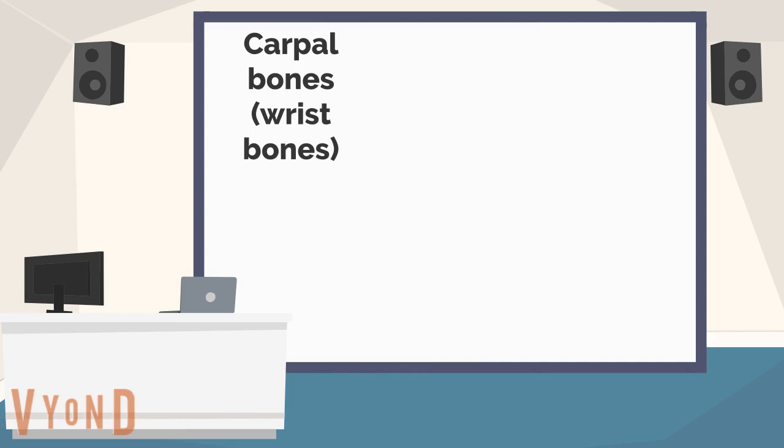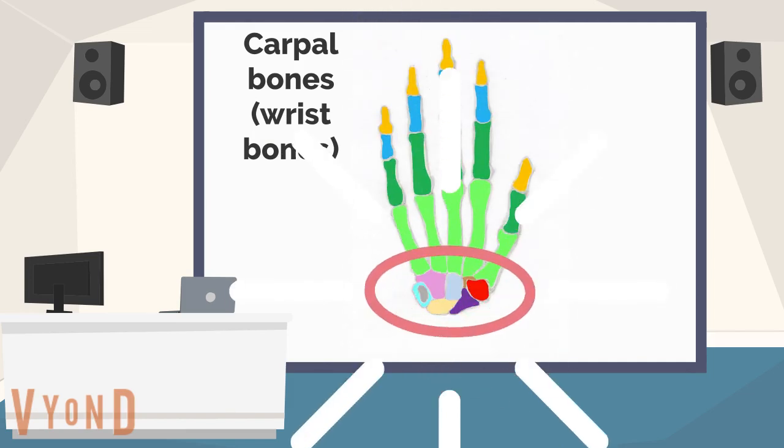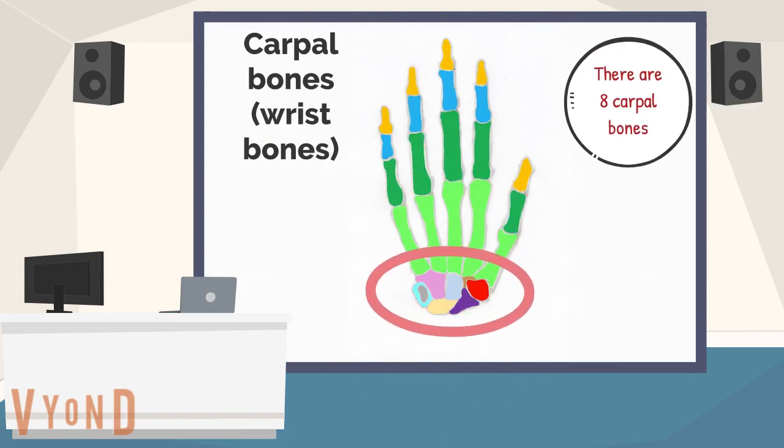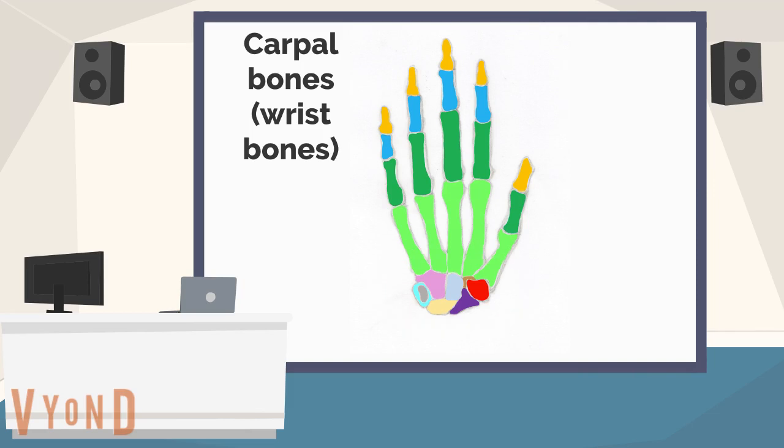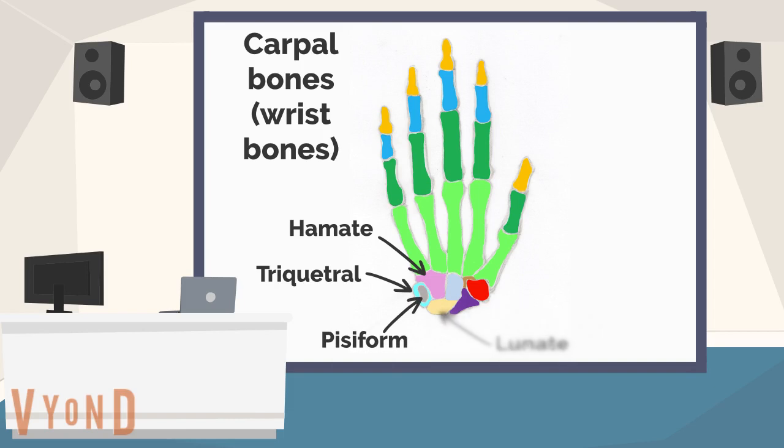The skeleton of the hand contains wrist bones, or carpals. There are 8 carpal bones. These wrist bones are called the hamate, the triquetral, the pisiform, the lunate, the scaphoid, the trapezium, the trapezoid, and the capitate.